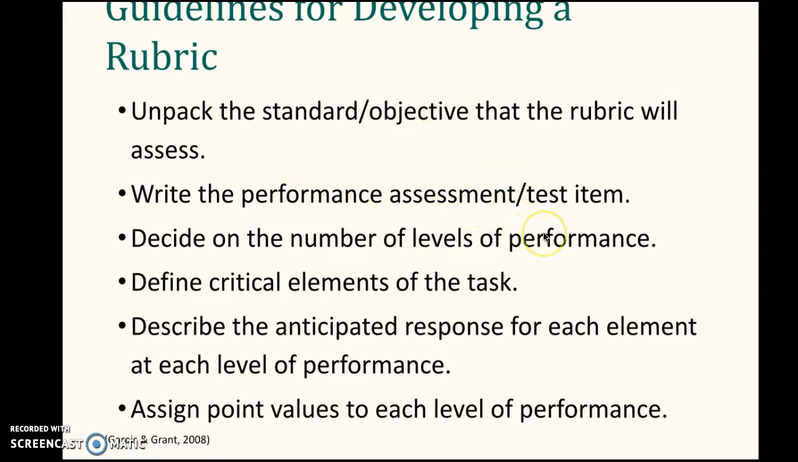So then you're going to determine, okay, how many levels of performance do I want? Do I want it to be a 2-point rubric, a 4-point rubric? I would always stick with 3 or 4, maybe even sometimes 2. It depends on what you're looking at. Then you're going to say, well, what are the critical elements of the task? What exactly am I looking for students to do? And then once you figure that out, you've got your shell of a rubric, then you fill in all of the boxes.